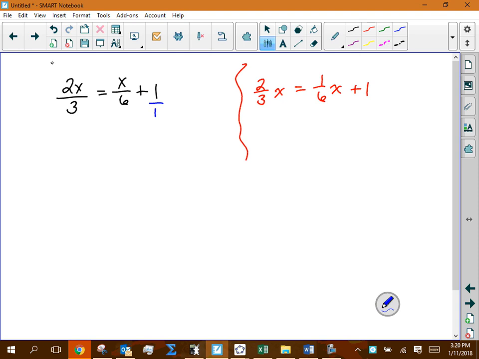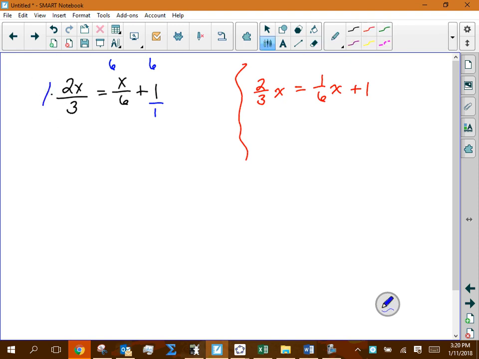So I'm going to multiply every single thing by 6. I'm going to multiply that by 6, multiply that by 6, multiply that by 6. When I multiply by 6, I'm really multiplying by the fraction 6 over 1. And multiplying fractions is you multiply the top times the top and the bottom times the bottom. So it gives you 12 over 3. Well, 12 over 3 simplifies to 4.